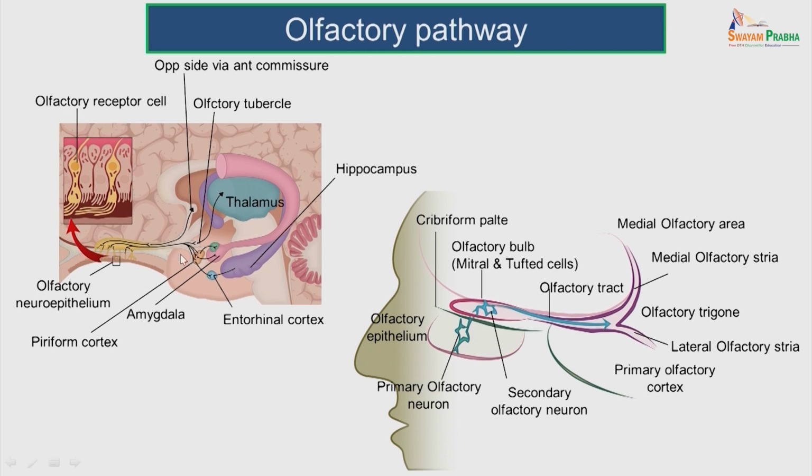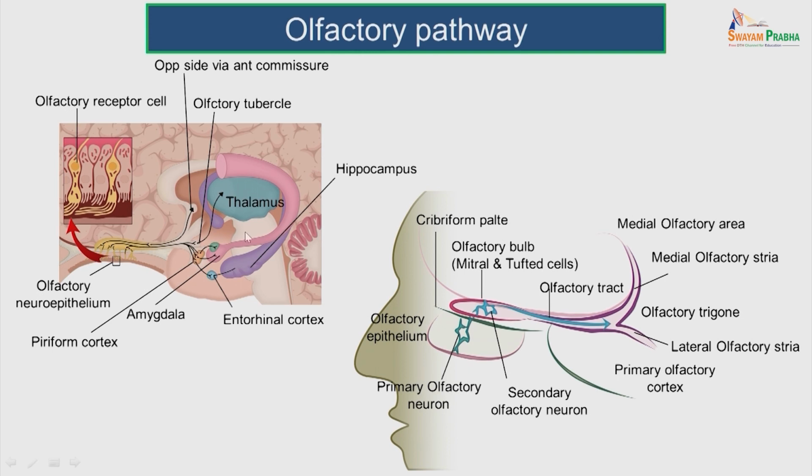So, we can see here the olfactory tract. Where it relays in the pyriform cortex, from there it is connected to the entorhinal cortex, and also to the amygdaloid and also to the thalamus. This is the only pathway where it does not go to the thalamus first; it goes directly to the cortex.